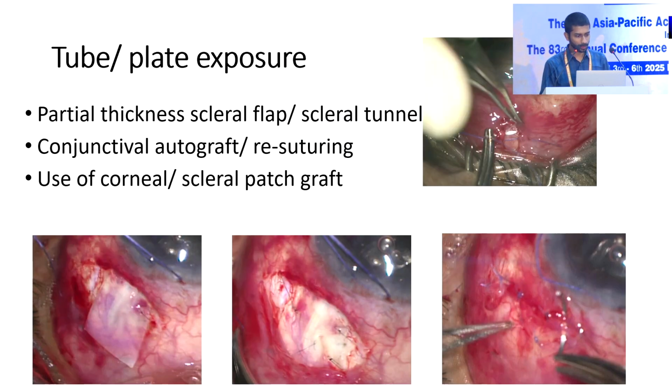What will you do when there is a tube or plate exposure? Intraoperatively, to prevent a tube or plate exposure, we will make a partial thickness scleral flap, or we can make a scleral tunnel, and we can cover it. Next, in mild cases of tube or plate exposure, we can do a conjunctival autograft or just resuturing, as we have seen in these cases. But if the defect is large, then we can use a corneal or scleral patch graft.